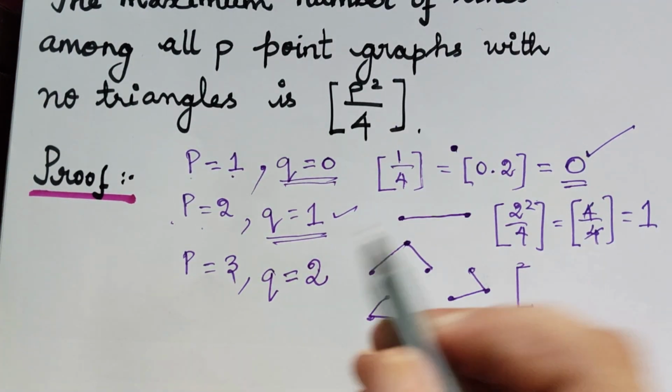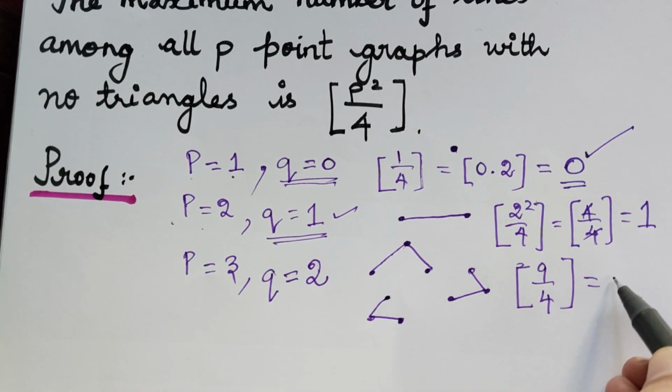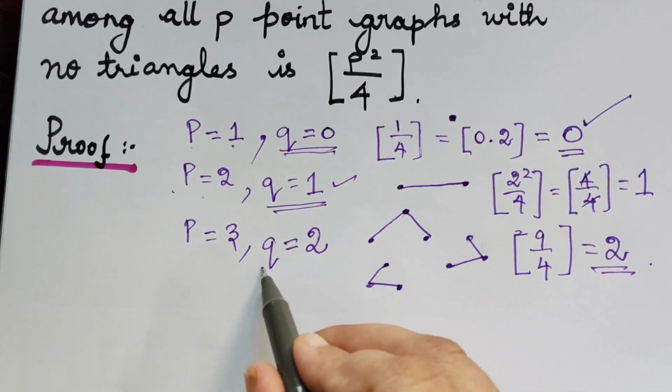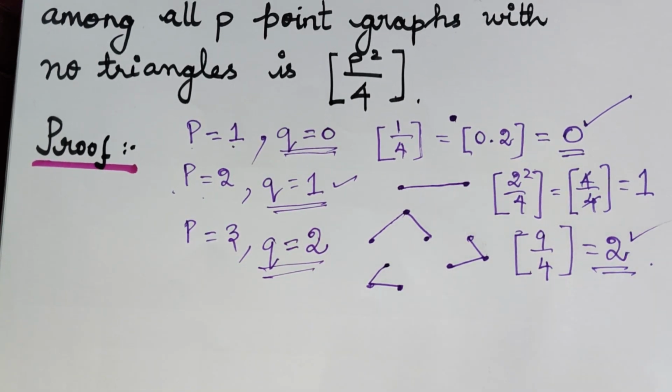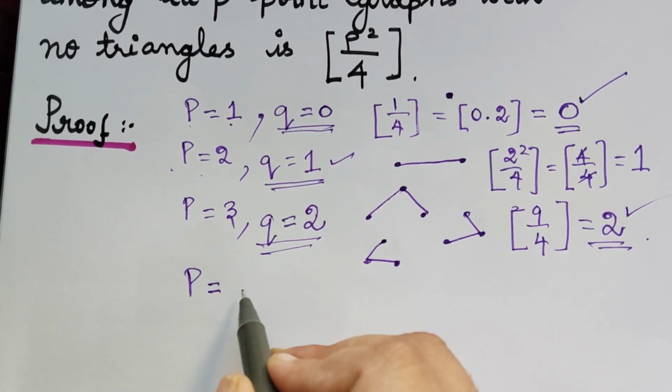What is p? 3. So, 3 squared is 9 by 4. And what is the integral part of this? This is equal to 2. So, therefore, if you see, we have arrived at q is equal to 2. So, the theorem holds for p equal to 3 also. For example, if you take P is equal to 4.